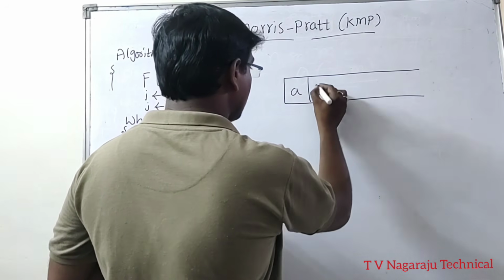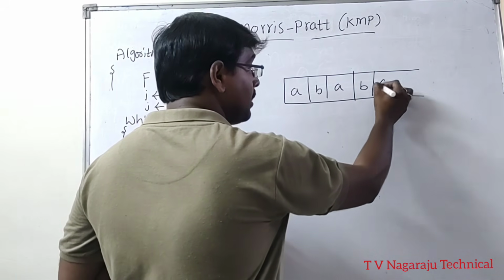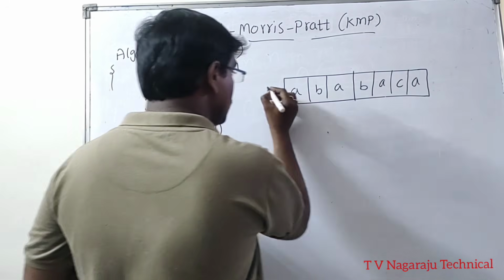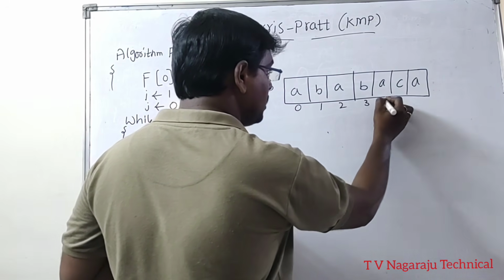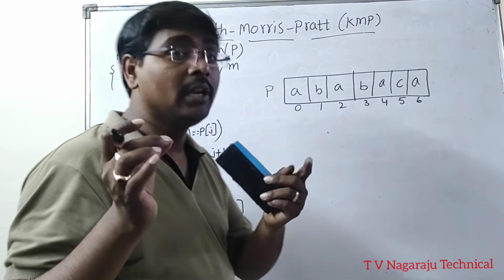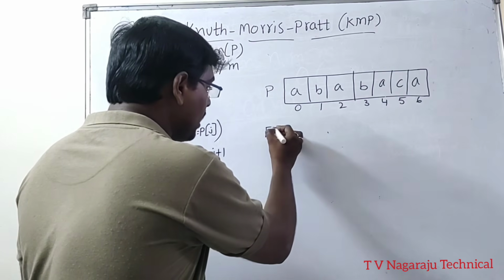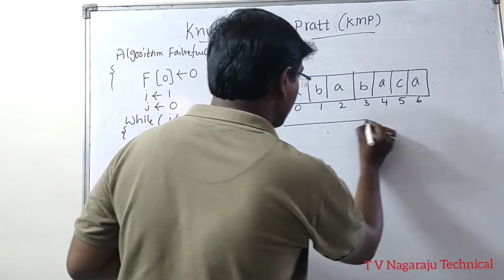A, B, A, B, A, C, A. Assume this is my pattern, with indexes 0, 1, 2, 3, 4, 5, 6. For this pattern, you need to construct the LPS table, also called the failure function. You can use any name, not a problem.